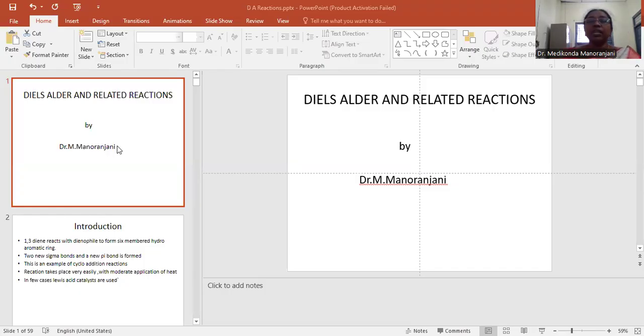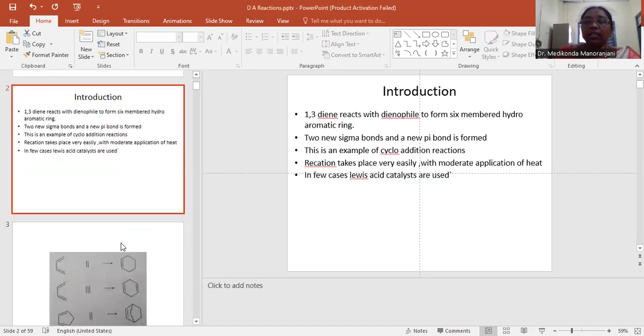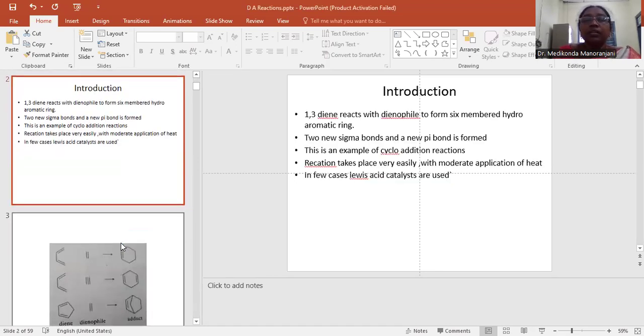Hi students, today we will see a very important reaction in organic synthesis, that is Diels Alder reaction and also the related reactions. Let us see the introduction part. In a Diels Alder reaction, 1,3-diene reacts with dienophile to form a 6-membered hydroaromatic ring. In this reaction, the product contains 2 new sigma bonds and a new pi bond. This is also an example of cycloaddition reaction.